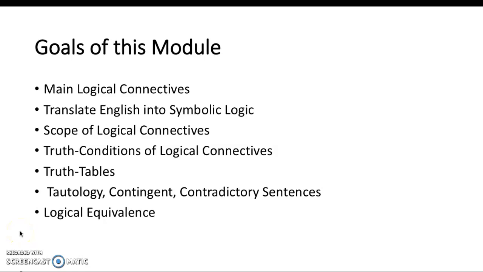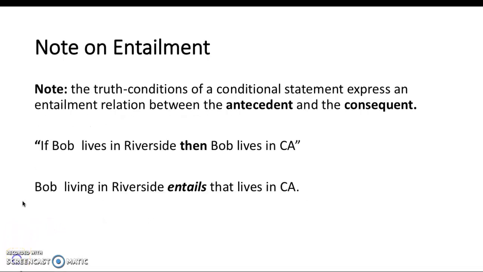In this video, we will continue our discussions on truth conditions of logical connectives, truth tables, tautologies, contingent and contradictory sentences, and logical equivalences. One thing to note is that the truth conditions of a conditional statement or a horseshoe sentence in our logical language follow the same principles of entailment that we discussed in module number 2. In order to see that, first let's introduce some vocabulary.